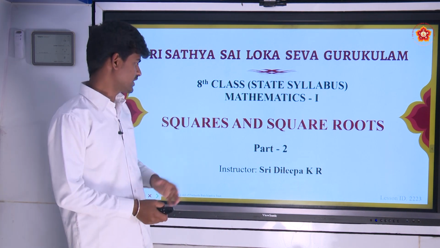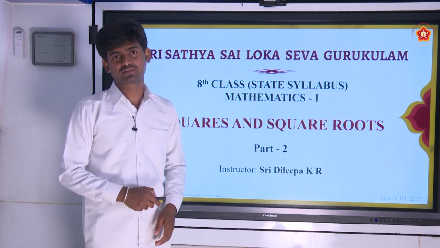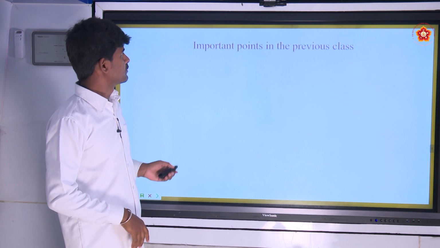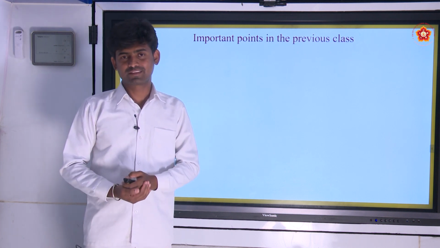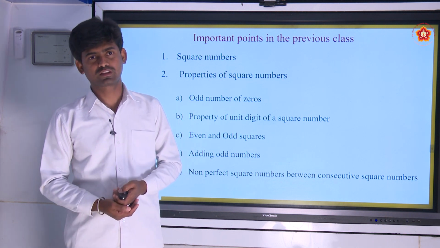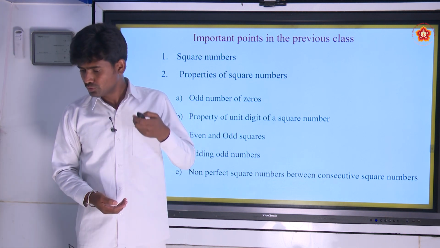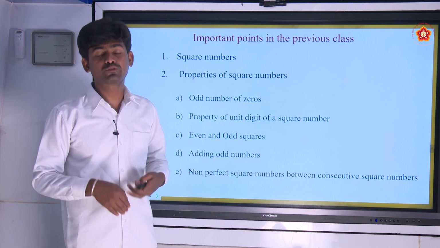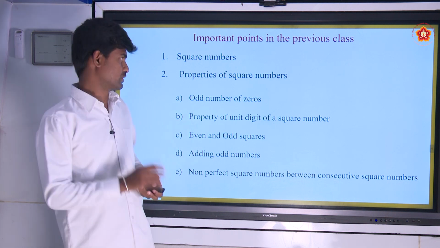Today we are discussing the next part of square and square root. What are the important points we discussed in the previous class? First thing is square number. What do you mean by square number? The number obtained by multiplying a number by itself is called its square number.